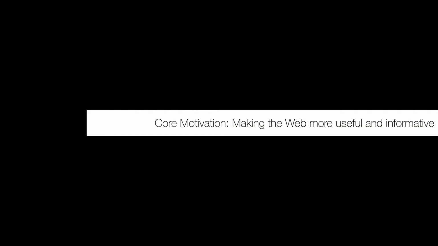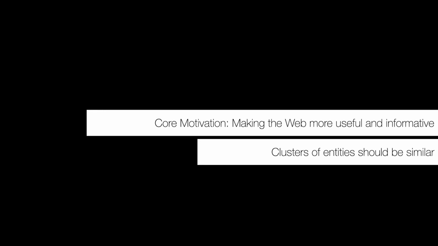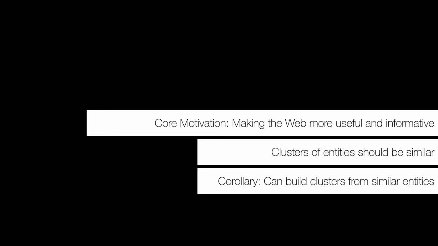For this idea of making the web more useful or informative, we can look for clusters of entities or clusters of similar objects. We can evaluate the similarity, and we can use this similarity to actually extract the clusters from our data. In Module 3, we talked about building these distance matrices that tell us how far any two elements are in our data set. Now we can use that information to build clusters. But how do we do that?